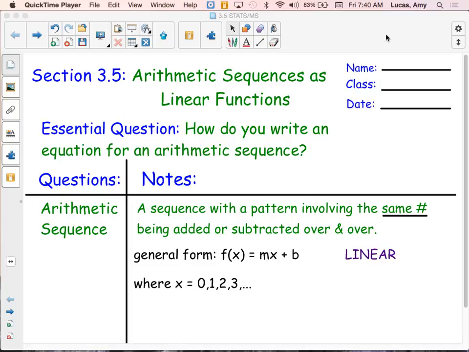Lesson 3.5, Arithmetic Sequences as Linear Functions. Our essential question today is how do you write an equation for an arithmetic sequence?